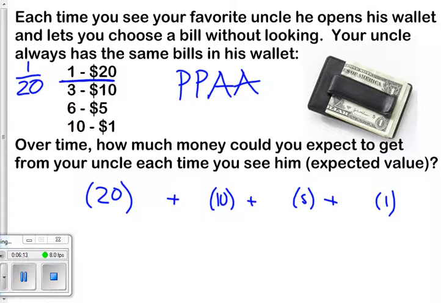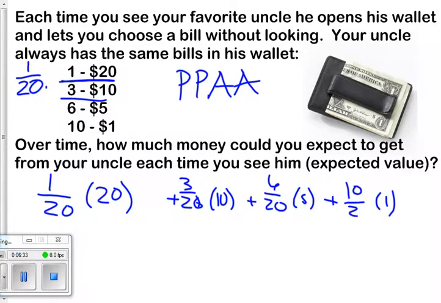Yes. So we can take that probability and put it in front of our possibility. 3 $10 bills, so there's a 3 out of 20 chance. 6 out of 20. And 10 out of 20.